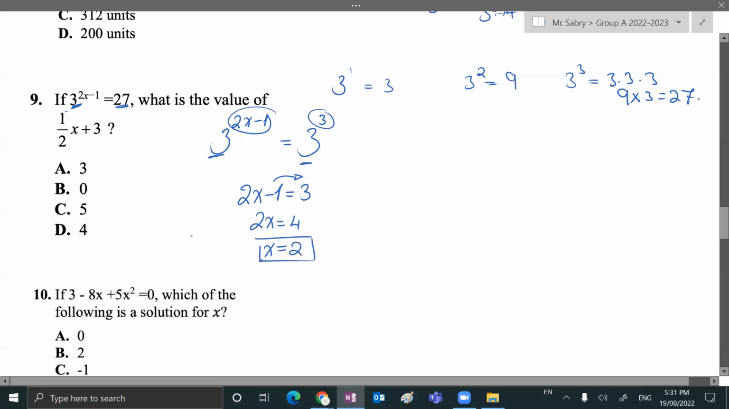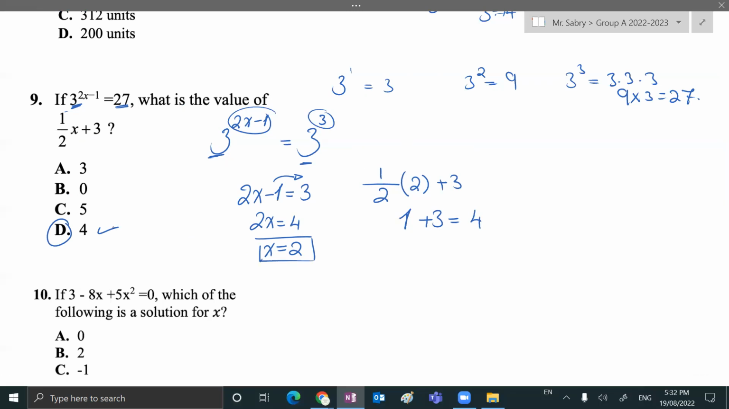What do they want? They want half x plus 3. So it's actually half times the 2 plus 3. Half of 2 is how much? It's 1. 1 plus 3 is how much? Is 4. So the answer here is just D, which is 4. Any questions there? Nothing.